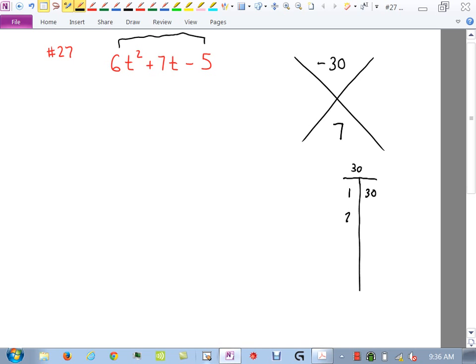So I look at 2, 2 and 15. Can you put 2 and 15 together to get 7? No. 3 and 10? Okay, now 3 and 10 will get 7, but what I have to have is a positive 7, which means I need to take positive 10 and subtract 3, right? Let me just throw that up there and see if that works. Positive 10 minus 3. Now, does this work? 10 times negative 3 is negative 30. 10 take away 3 is 7.